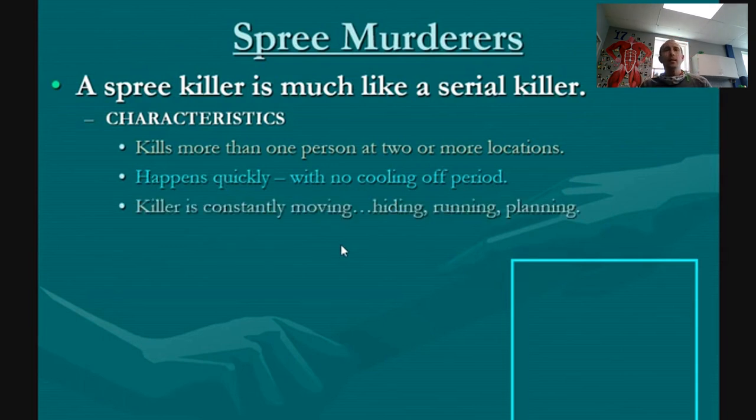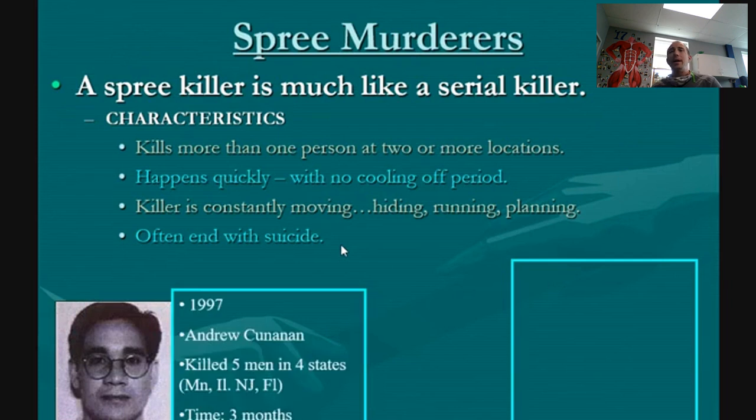So they're going to be constantly moving around, hiding, running, and planning to go to new areas for their next kills. Again, very similar to mass murderers, they will often end in suicide as well. One example of this would be Andrew Cunanan. If you watch, there was a Netflix series about the murder of Gianni Versace, who was killed by Andrew Cunanan. It was actually a really well done documentary.